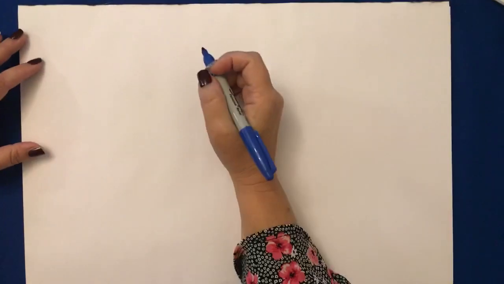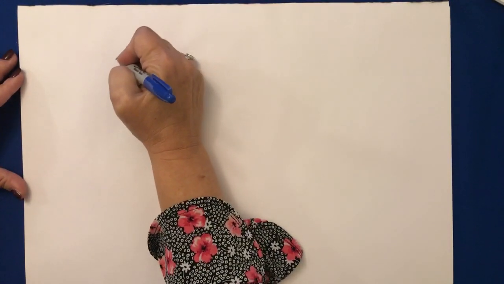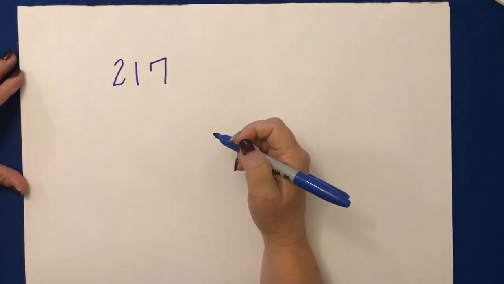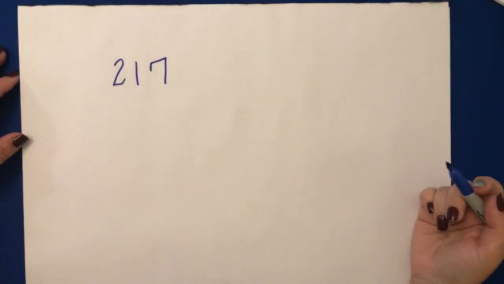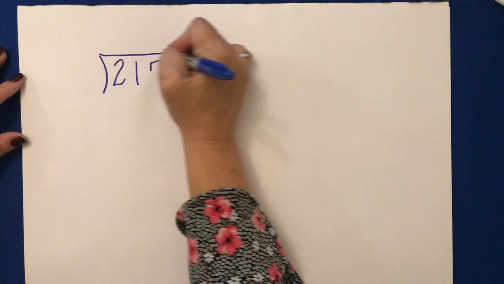I'm going to go ahead and just set up the first problem. If you have a piece of paper and a pencil, that would be great. That way you can solve it along with me. So we're going to solve 217 divided by 2.